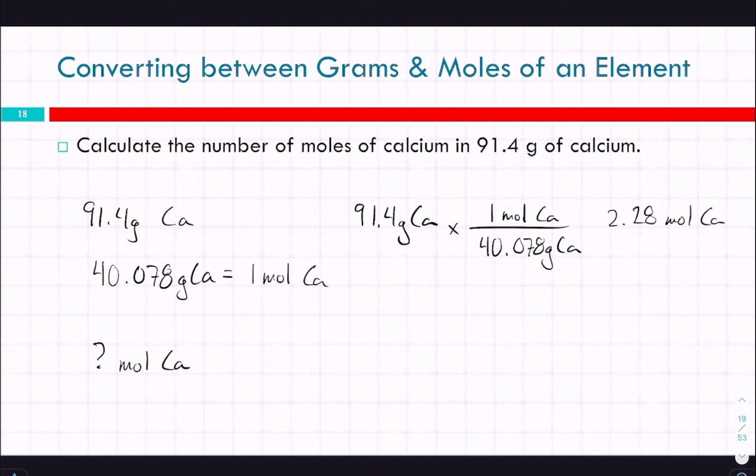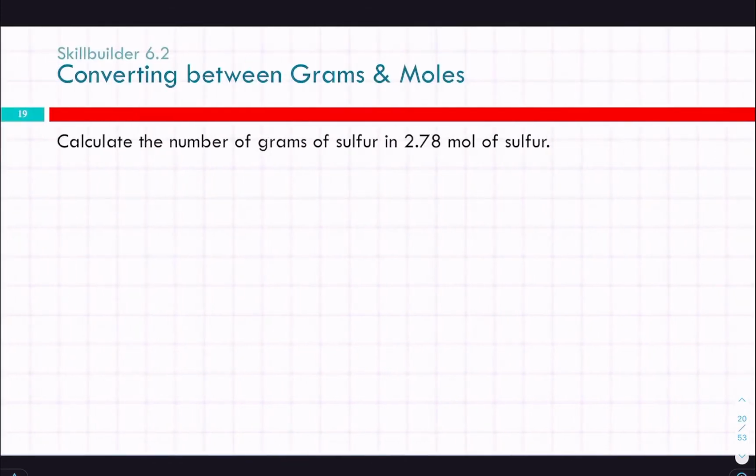So it's just another conversion factor. We now have an entire periodic table of new conversion factors. All right, so if we want to calculate the number of grams in 2.78 moles of sulfur, and know the number of grams.